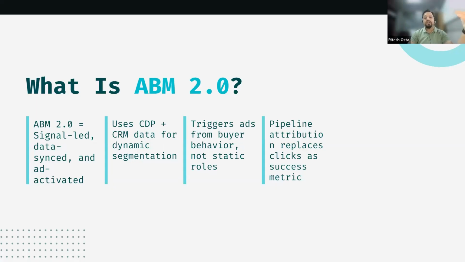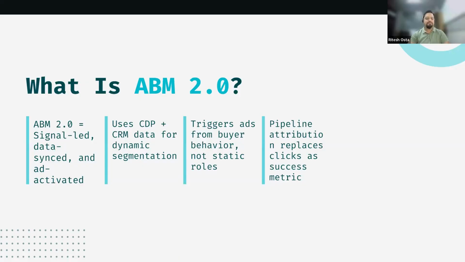ABM 2.0 also uses CDP, which is customer data platform, and CRM data for dynamic segmentation. So your CRM and CDP have a lot of data. CRM has the sales data, CDP has the product engagement data. These data have a lot of information about the users, the visitors, the customers, and the deals. You can put it all together, you can enrich it, and then you can create dynamic segments. Then based on those dynamic segments, you can run ads and outreach.